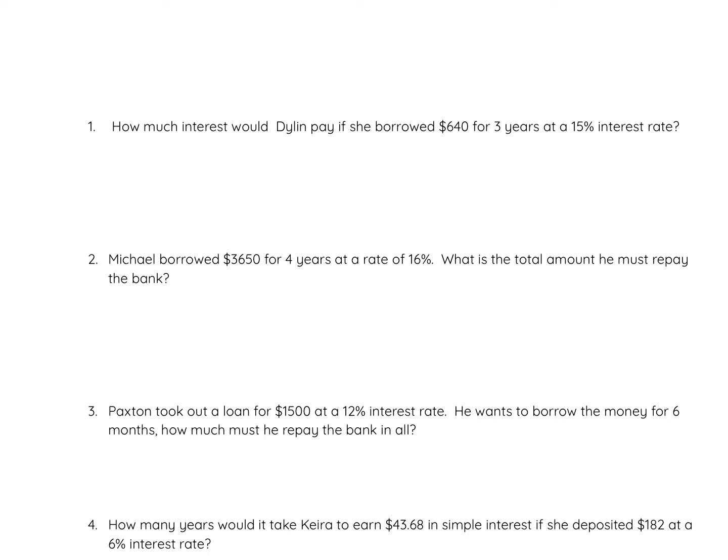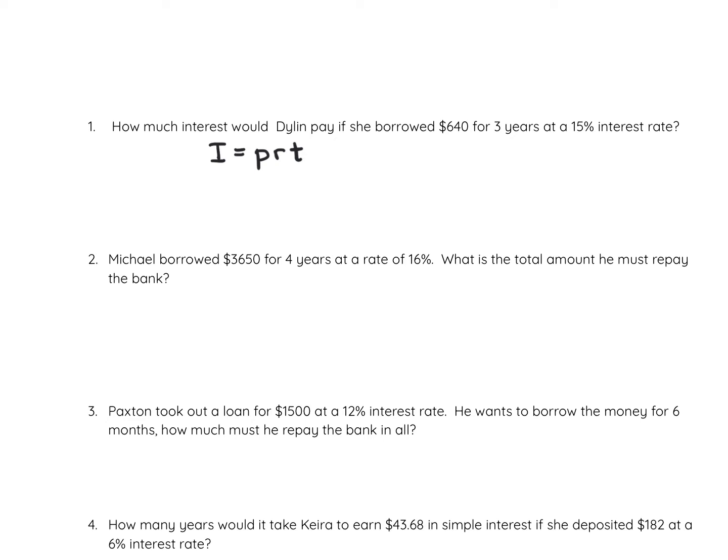So let's go through how to use this formula. First question: how much interest would Dylan pay if she borrowed $640 for 3 years at a 15% interest rate? The very first thing that you need to do is write down the formula. So here I'm going to write I equals PRT. You're going to write it too.